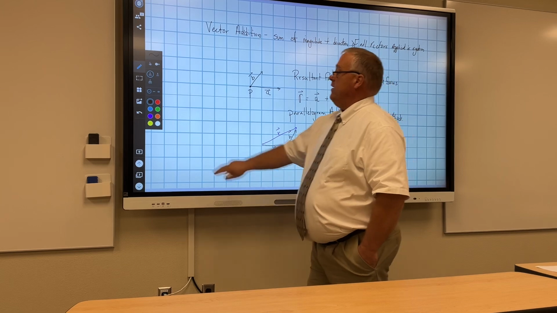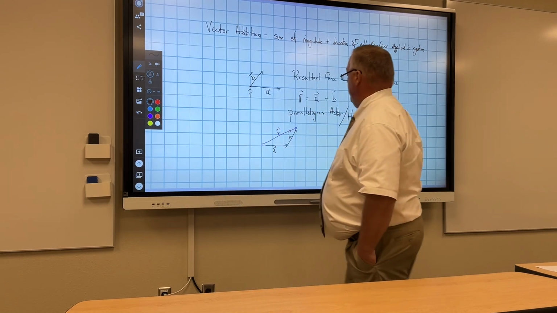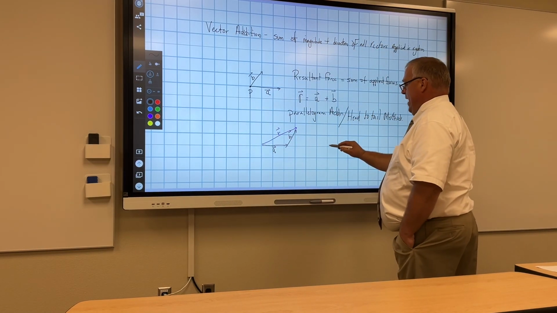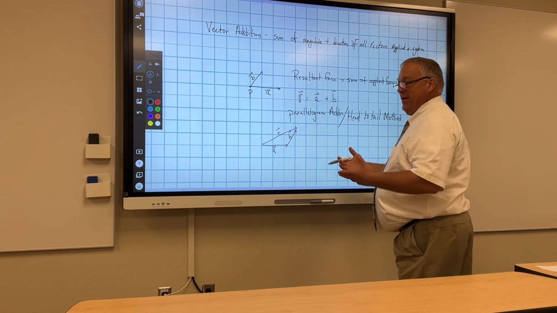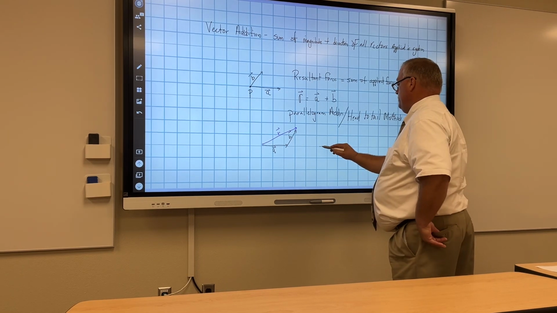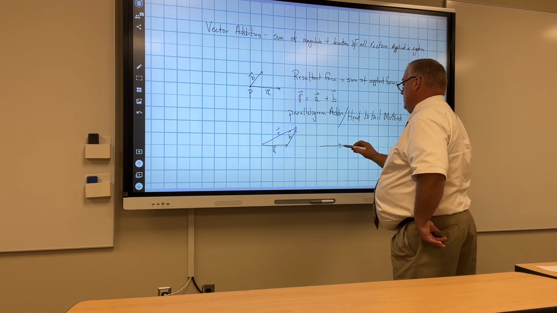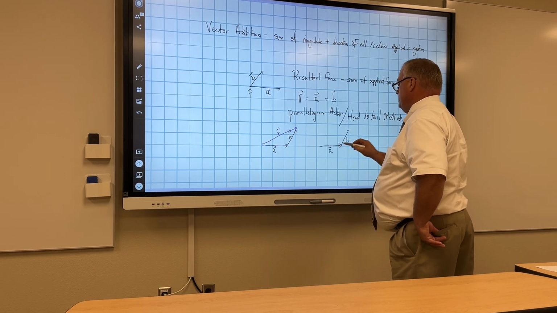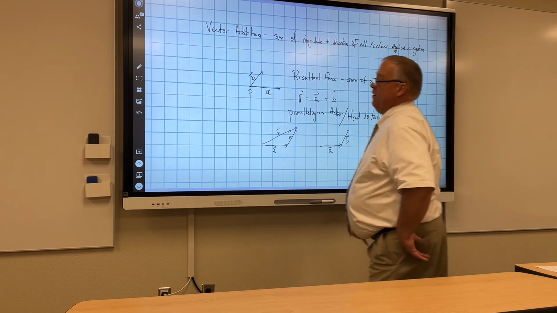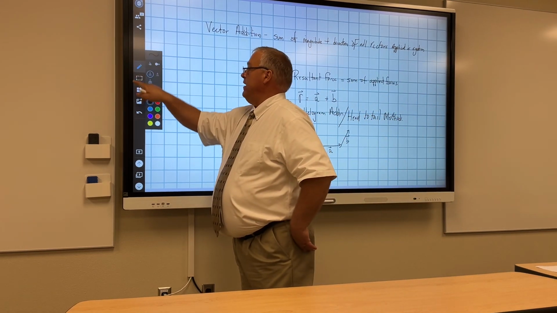Now, if we do it with the parallelogram method, we have to add our vectors head to tail, just as we did before. Now, we can draw them in a different order.